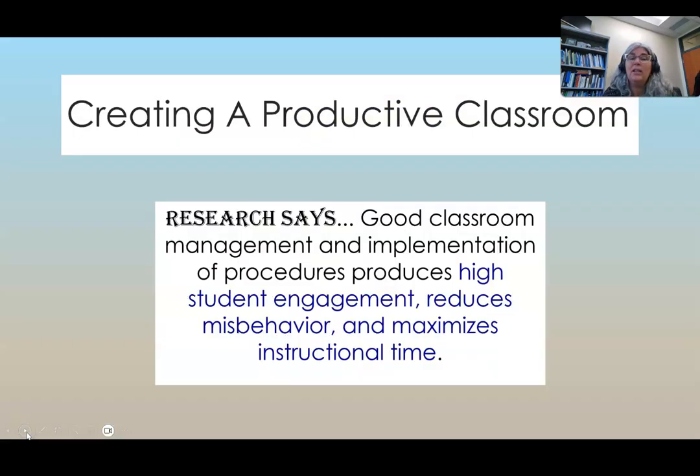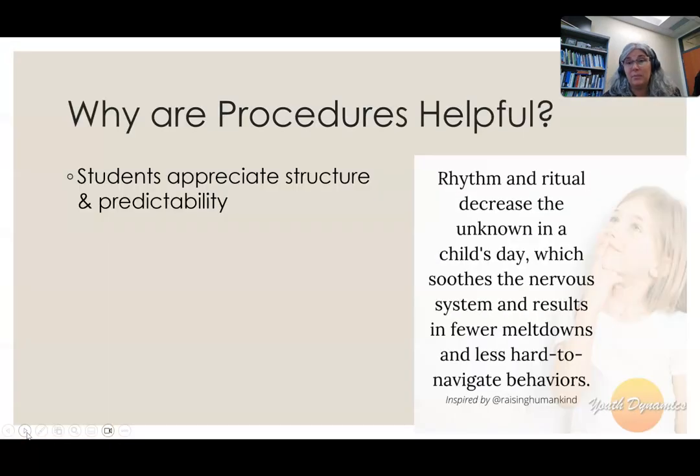Now, this slide here, I'll have these from time to time, and it's where I've tried to connect my assertions to research other than in the textbook. And so, research tends to indicate that having good classroom management and using procedures can do three important things for your class. It can increase student engagement, so they're more engaged and they're participating more, reduce misbehaviors, which is something I think all of us would want, and maximize instructional time. So you can see the great benefit of using procedures.